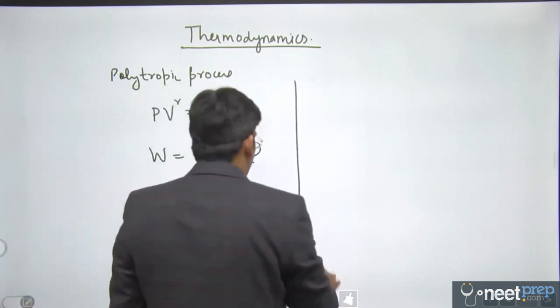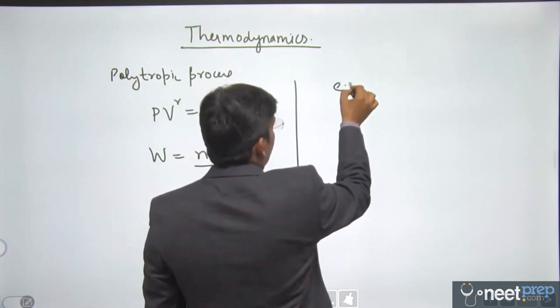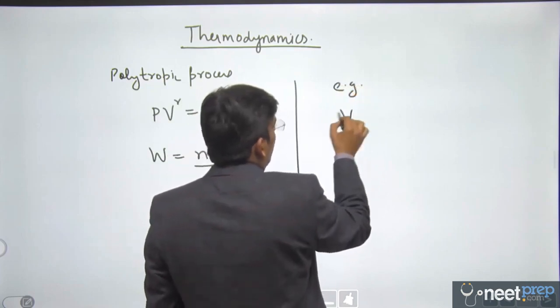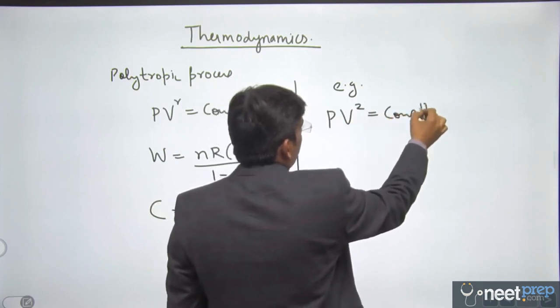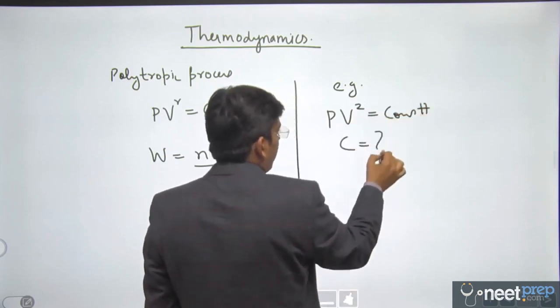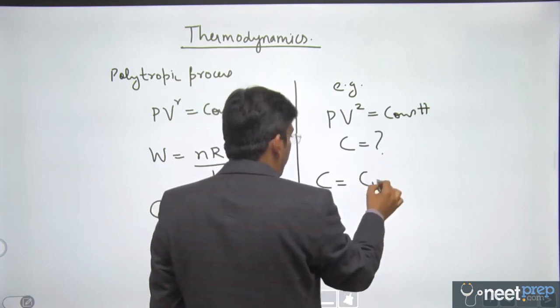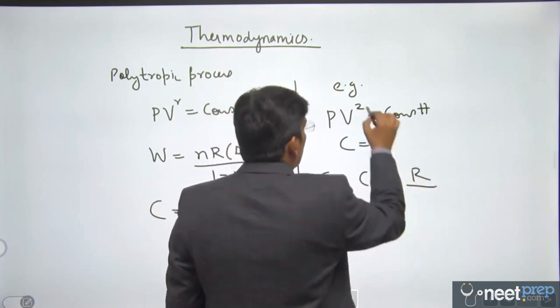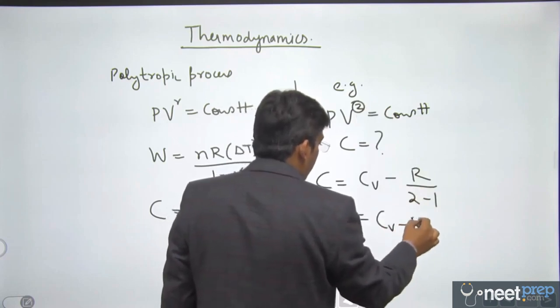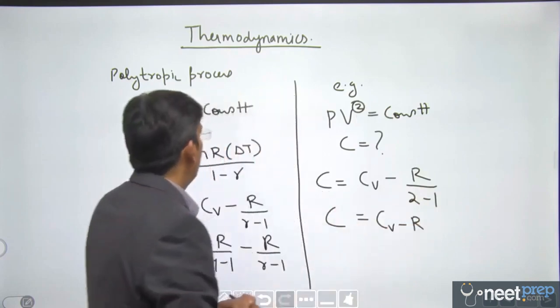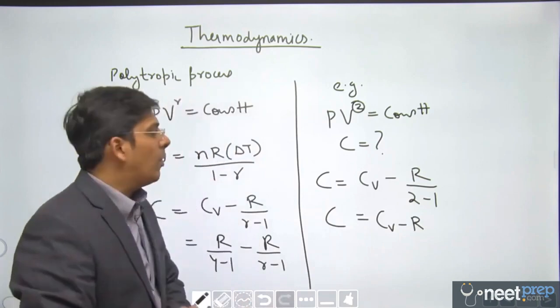Suppose, let us take an example in which a gas expands according to PV raised to the power 2 is constant, and you are asked to calculate the molar heat capacity. It is Cv minus R by (r minus 1), where r is 2, so 2 minus 1. So the molar heat capacity here is Cv minus R, dear students, right. This is the case of a polytropic process.